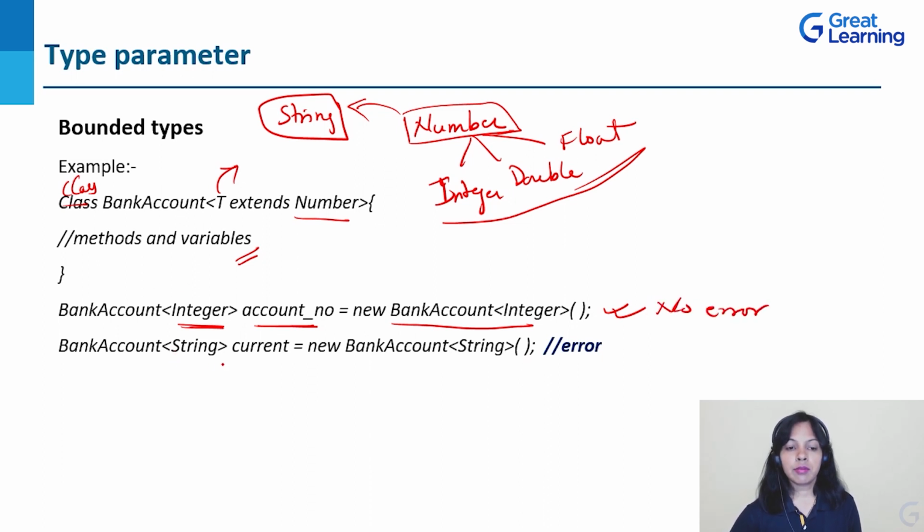But if I create an object of type String, if I try to make this T as String type, then it is going to throw me an error saying that this String doesn't belong to the class Number. So this is your bounded parameter type. We are bounding the parameter to a specific range. In this example the range was numbers. So we can have only numbers as the type, not String or anything else. So this was the example for bounded type.